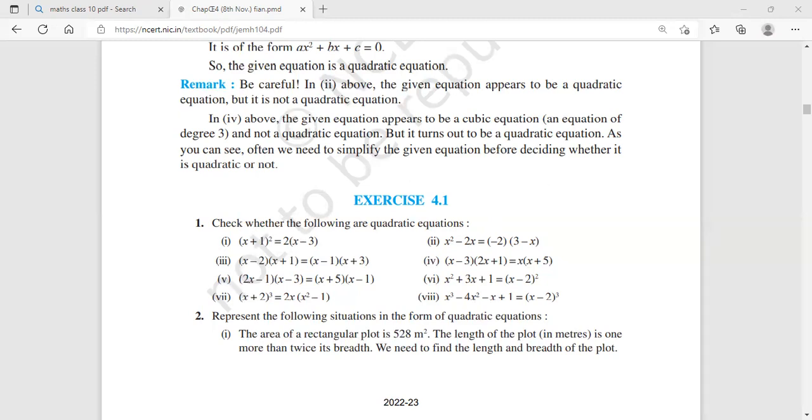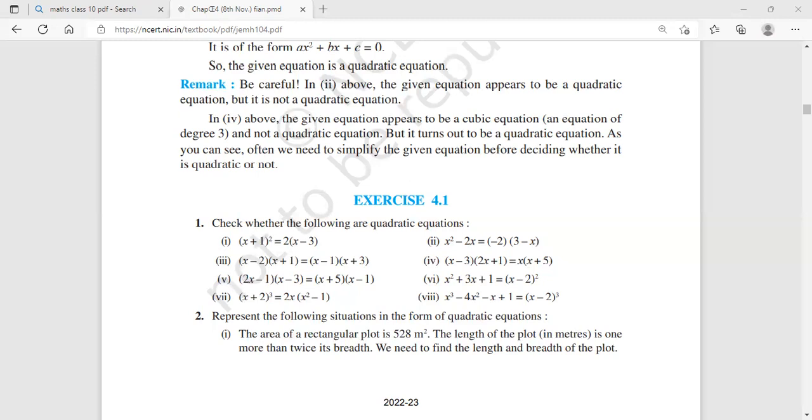Okay, let's get into the third one. The third one is x minus 2 into x plus 1 equals x minus 1 into x plus 3. Okay, here we have to use the distributive property. That is, this x should be multiplied to x and to 1. Similarly, minus 2 should be multiplied to x and to 1. Okay, the same pattern here. x to x, first into first, first into second, second into first, second into second. Okay, we have to multiply like that.